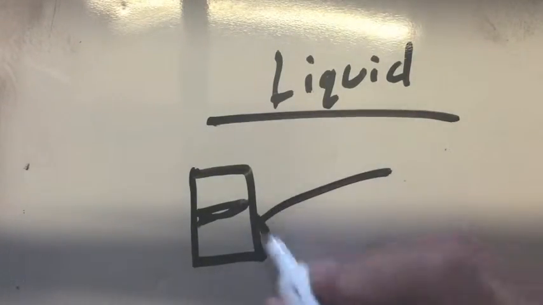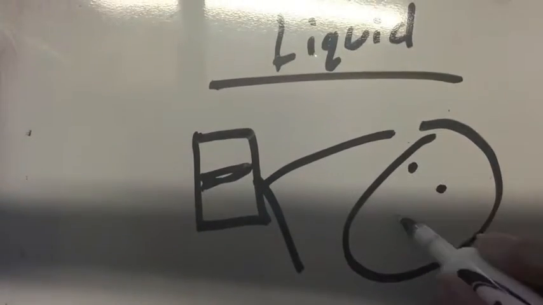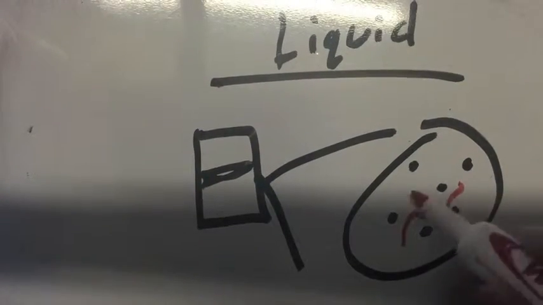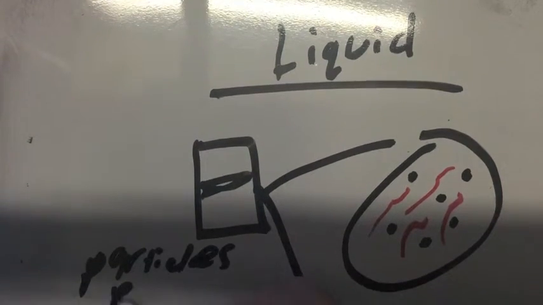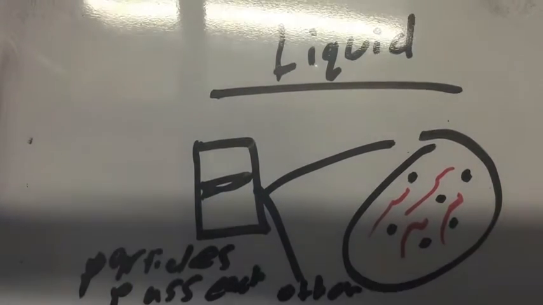Particles that create liquids are still quite close together, but they still have a tendency to slide past one another. A liquid is matter with a fixed volume but not a fixed shape. It means that when the liquid is in its container, it'll take the shape of its container. Examples of liquid are water and milk.